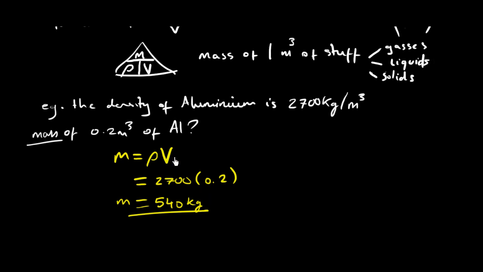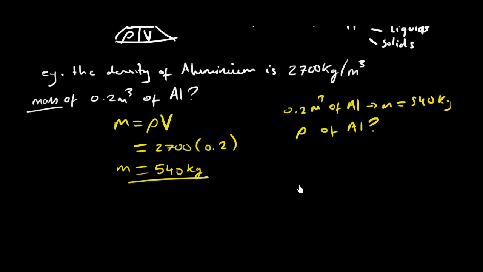The question could say a different thing. It could say the other way around. It could say, well, 0.2 meters cubed of aluminium have a mass of 540 kilos, find the density of aluminium. Then you would have to do the equation differently. Density is equal to mass, small m, over big V, always V. The mass is 540, and the volume is already in meters cubed, 0.2, and that will give you the original density.